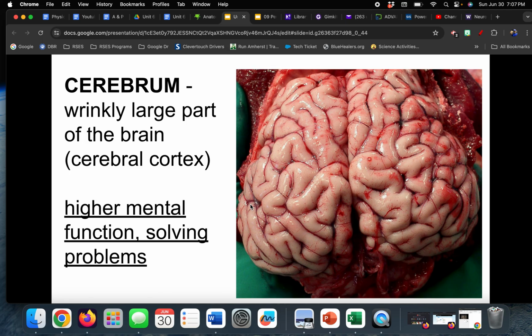So we already said the cerebrum is the biggest part. So you can see here the large part. It's the wrinkly big part. Basically, if you draw a brain, this is probably the only part you're drawing. And it's responsible for your higher mental functions. So things like solving problems, thinking. You use this part a lot of the school day.